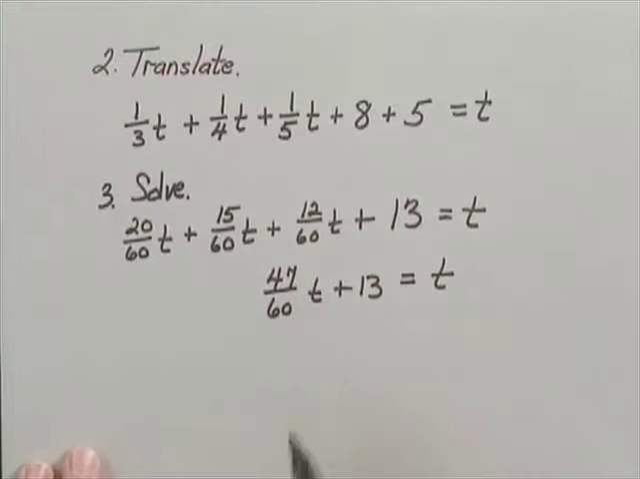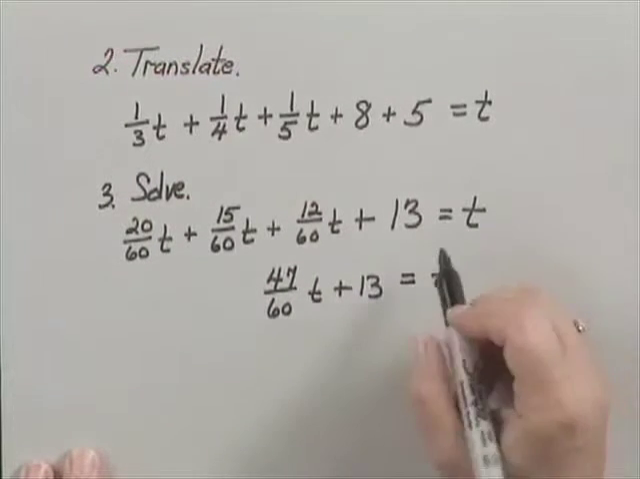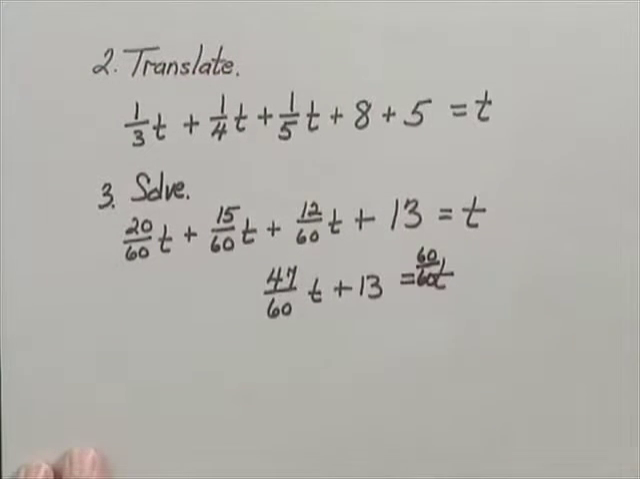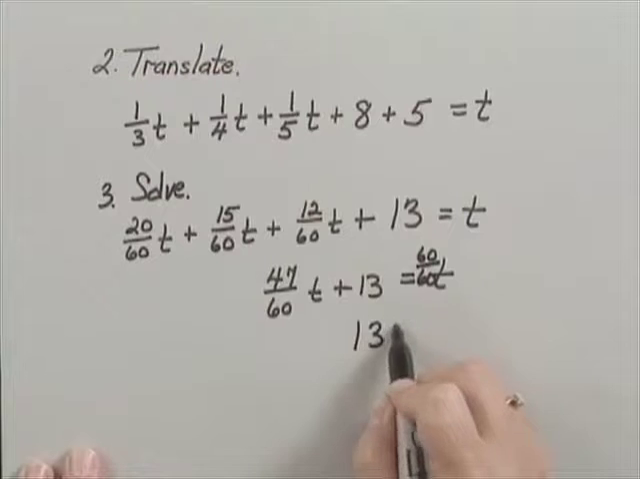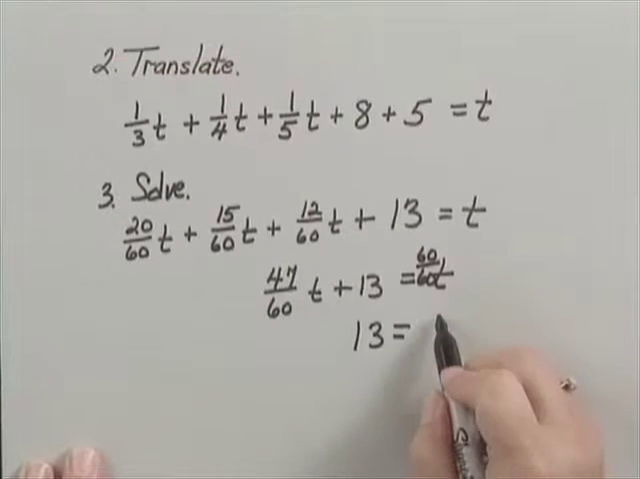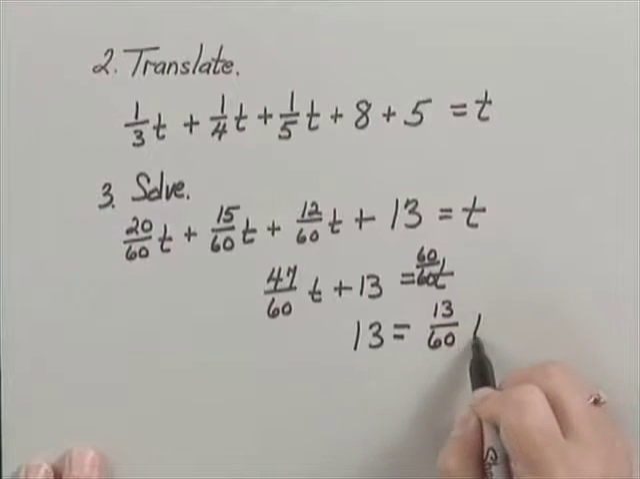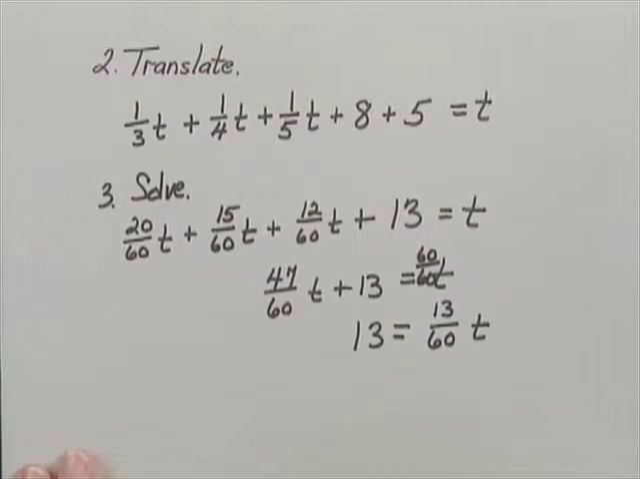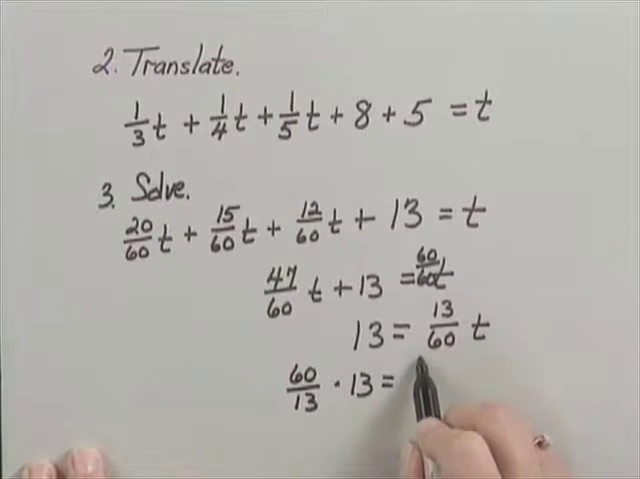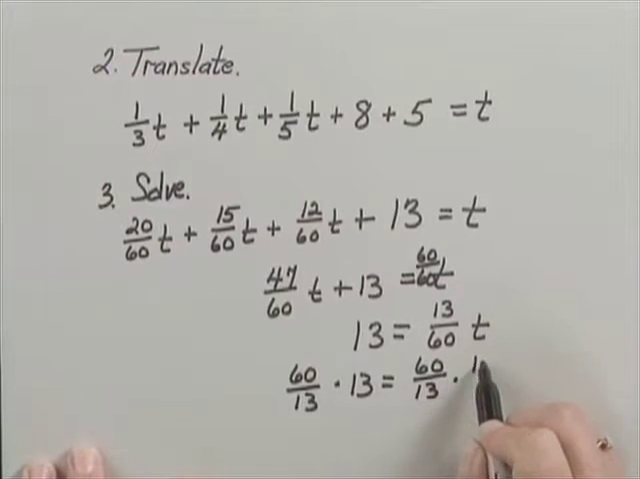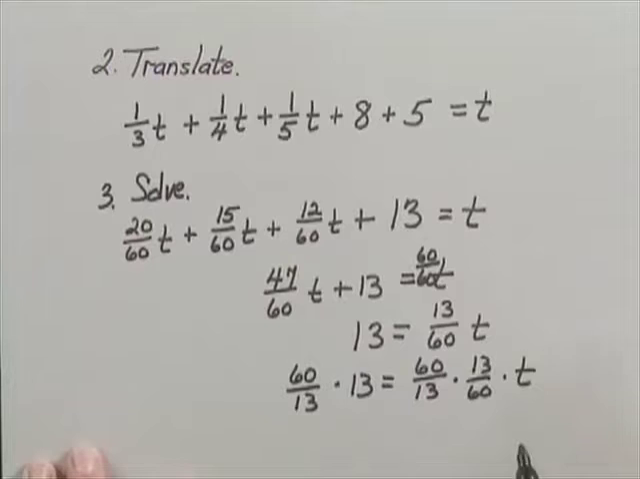Now I want to subtract 47/60 from both sides. Now T I can write as 60/60 T. So subtracting, I get 13 equals 60 minus 47 is 13/60 T. To solve for T, I multiply on both sides of the equation by the reciprocal of 13/60, which is 60 over 13 times 13 equals, and I'll write this out, 60 over 13 times 13 over 60 times T. 60 divided by 13 times 13 is 60. 60 over 13 times 13 over 60 is 1, and 1 times T is T.